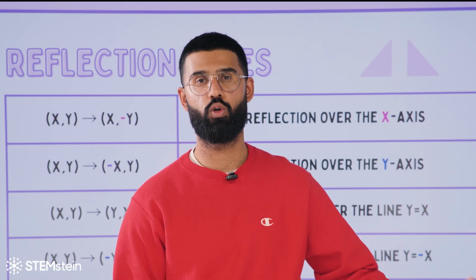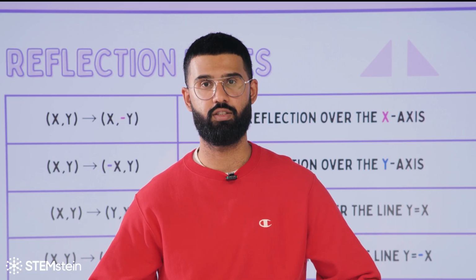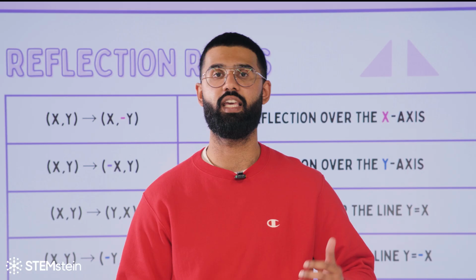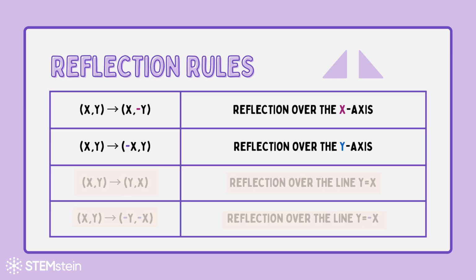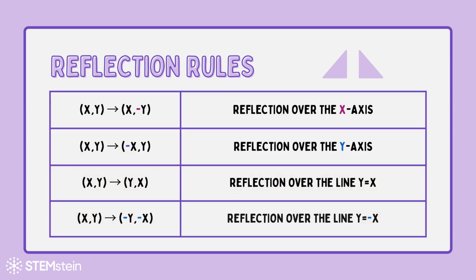The remaining 2 rules involve our linear equations, y equals x and y equals -x. When you reflect across y equals x, the x and y values flip to become y, x. And when you reflect across y equals -x, the x and y values flip and both are multiplied by -1.